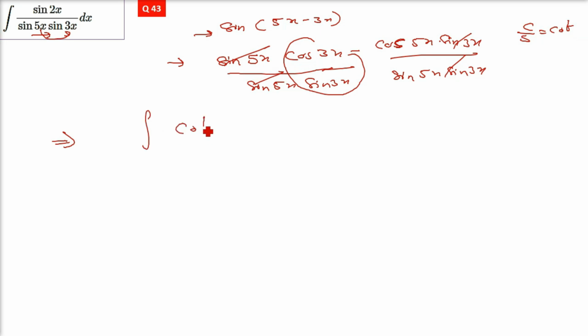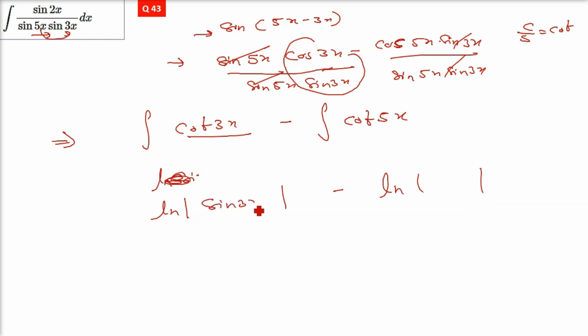So integration of cot 3x minus integration of cot 5x. Cos 5x by sin 5x is cot 5x. Now cot x you can directly integrate. So the integral of cot x is ln modulus of what? Cos by sin. Okay. So ln modulus of sin. Whenever you see this p by q form, the denominator will come always in integration, remember that.